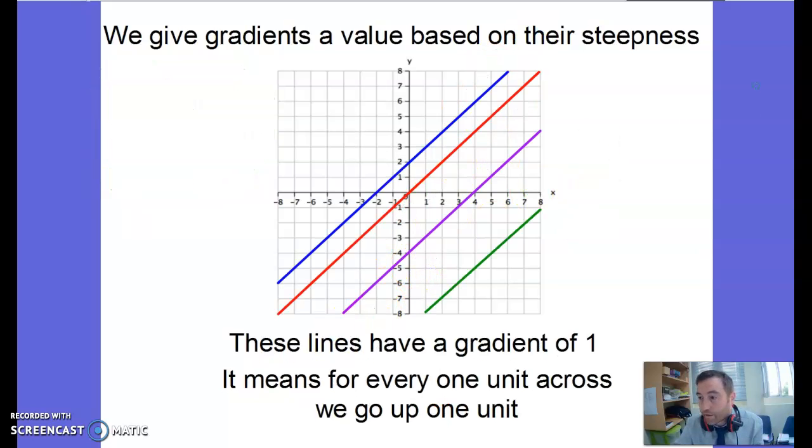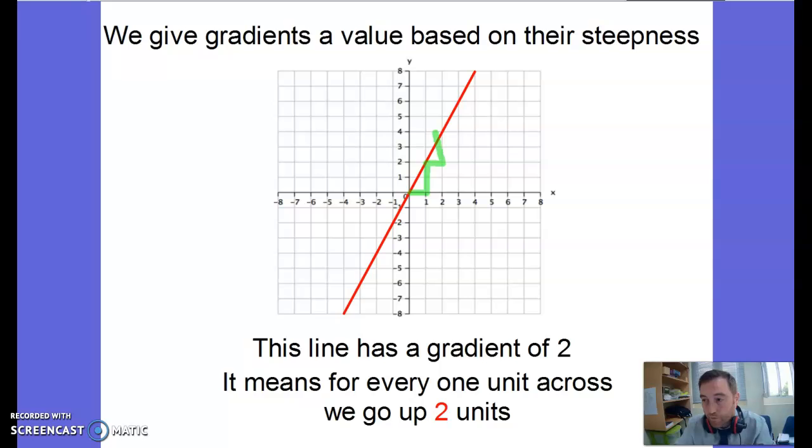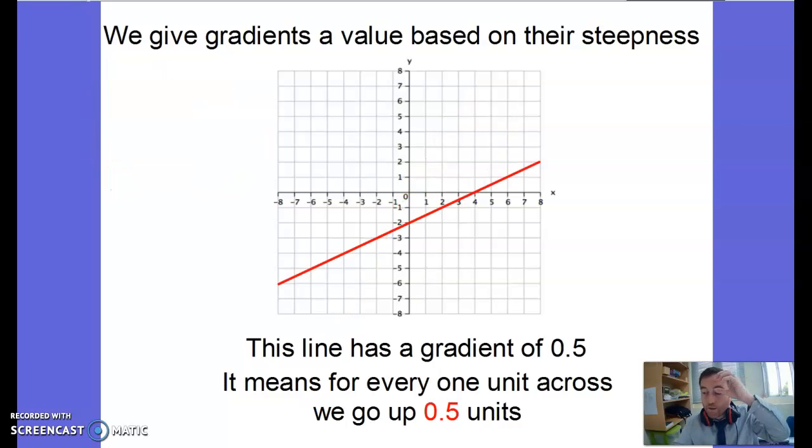So any lines with a gradient of 2 will be parallel to these lines. Back on that slide, all these lines have a gradient of 1. They are all parallel. They all go in the same direction. Useful to know. This line has a gradient of 0.5. For every 1 I go across, I go up a half. I go up 0.5.